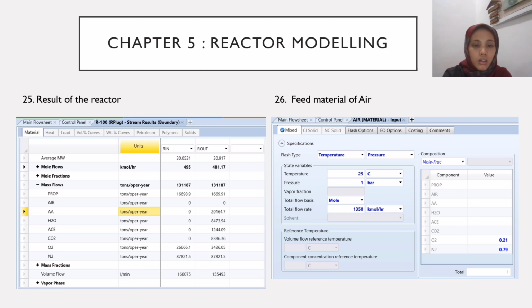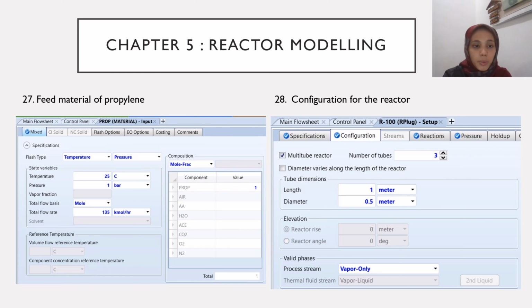We will proceed with the results of the reactor. The target production rate of acrylic acid is 50,000 metric tons per year. So the mass flow rate of acrylic acid produced is 20,164.7 tons per operation year, as you can see in the slide from the simulation. In order to increase the mass flow rate of acrylic acid, we will change the inlet flow rate of air and propylene. For the feed material of air, we will change the total flow rate to 1,350 kmol per hour, and the feed material of propylene to 135 kmol per hour respectively.